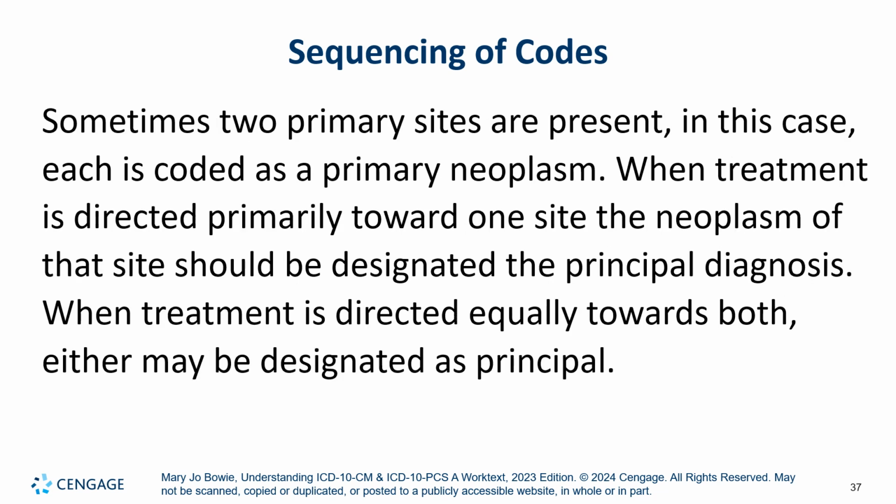Okay, sometimes you'll have two primary sites that are present. In this case, you would code each as a primary neoplasm. When treatment is directed primarily toward one site, the neoplasm of that site should be designated as the principal diagnosis. When treatment is equally toward both of these sites, then you can designate either as principal.